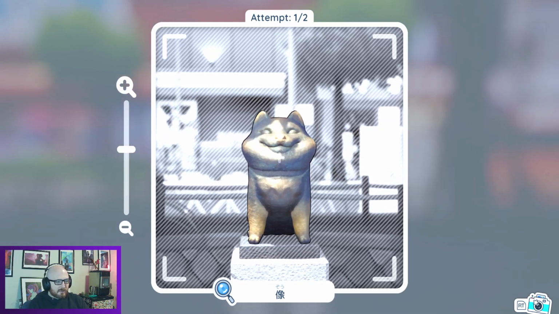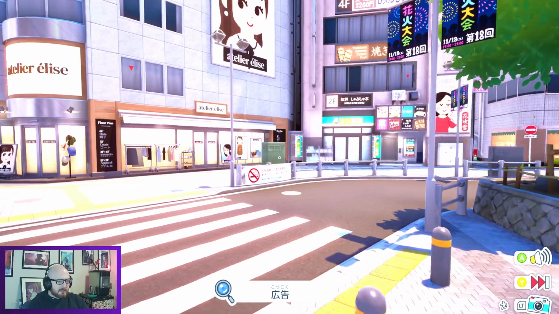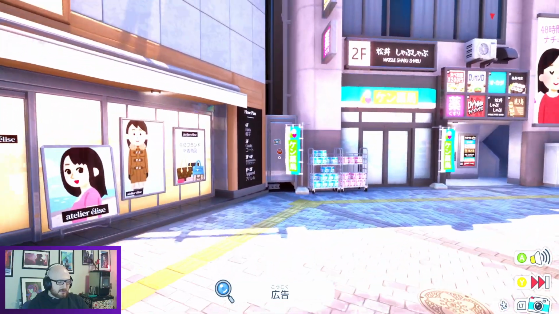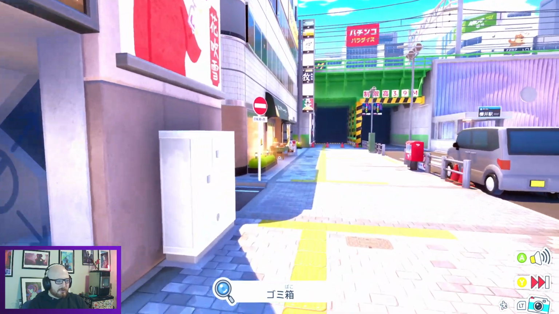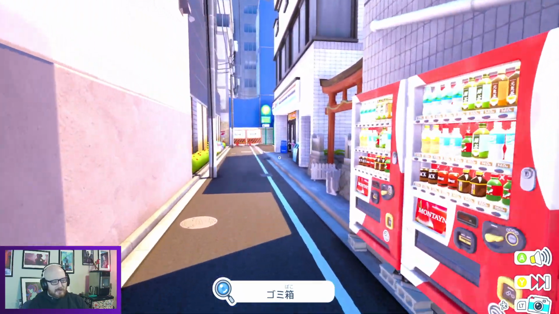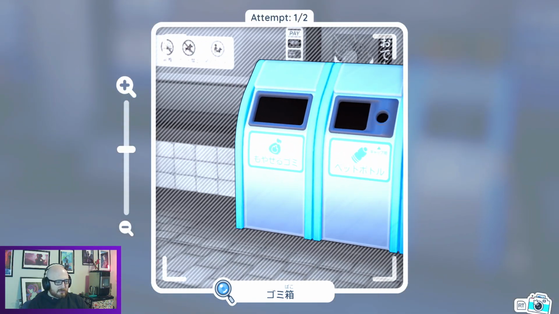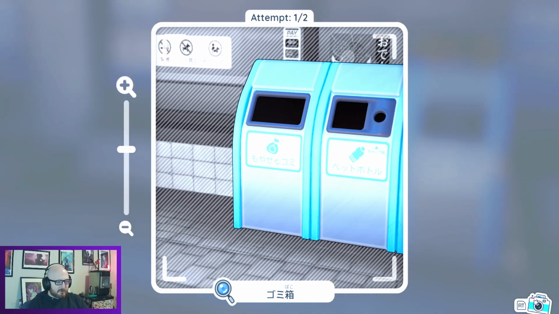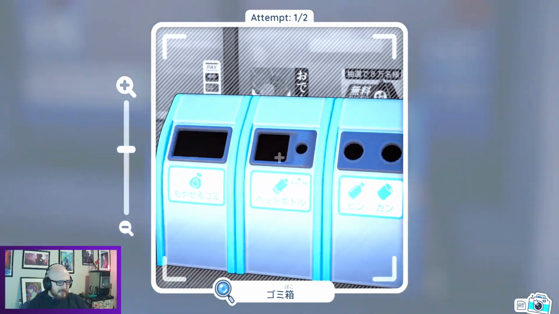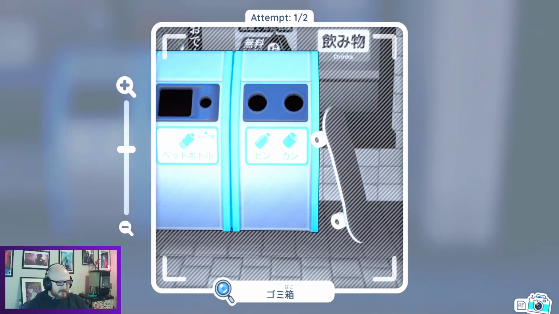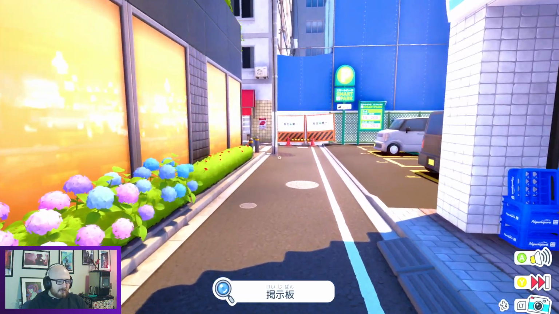So right here, Kokoku. Let's do this one. Kokoku is advertisement. Now we have gomibako, which is trash can. So right here, this is flammable trash. These are ones that you can recycle. It looks like the rest of them. So these are your burnables, and these are your recyclables. Huh. Neat. Keijiban. Okay.